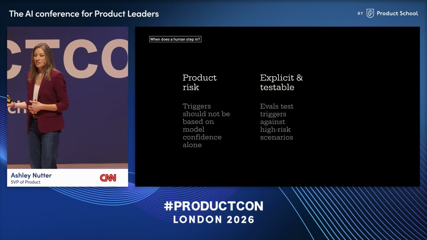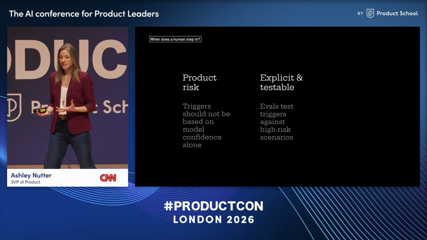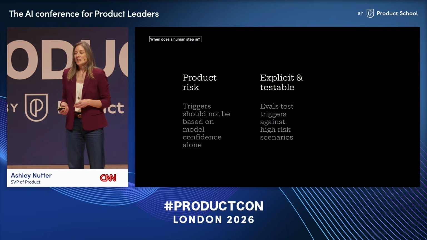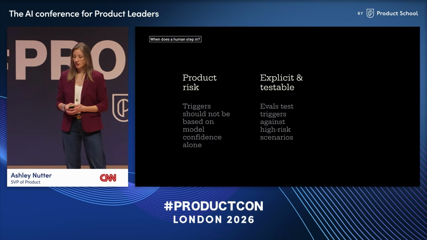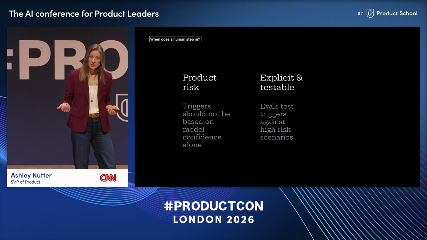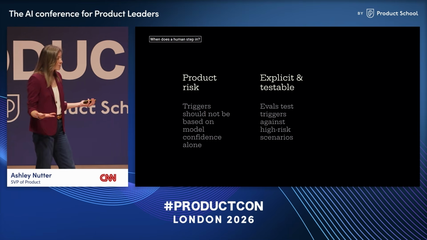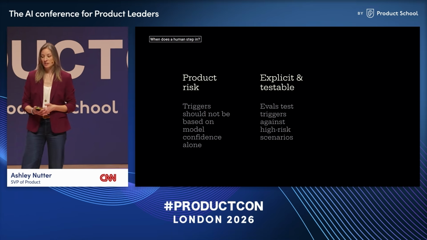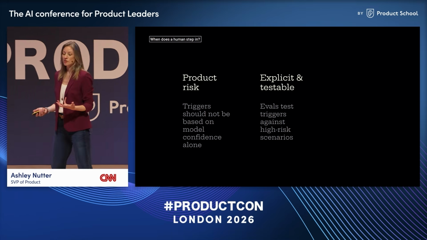I mentioned evals. I think at this point, evals mean different things to different people in different contexts. Here I mean specifically scenario-based tests that can answer questions clearly like, does this require a human? Would this cause harm? Would this cross a trust boundary that we care about? Things like that. So a couple examples of explicit and testable triggers for human involvement.